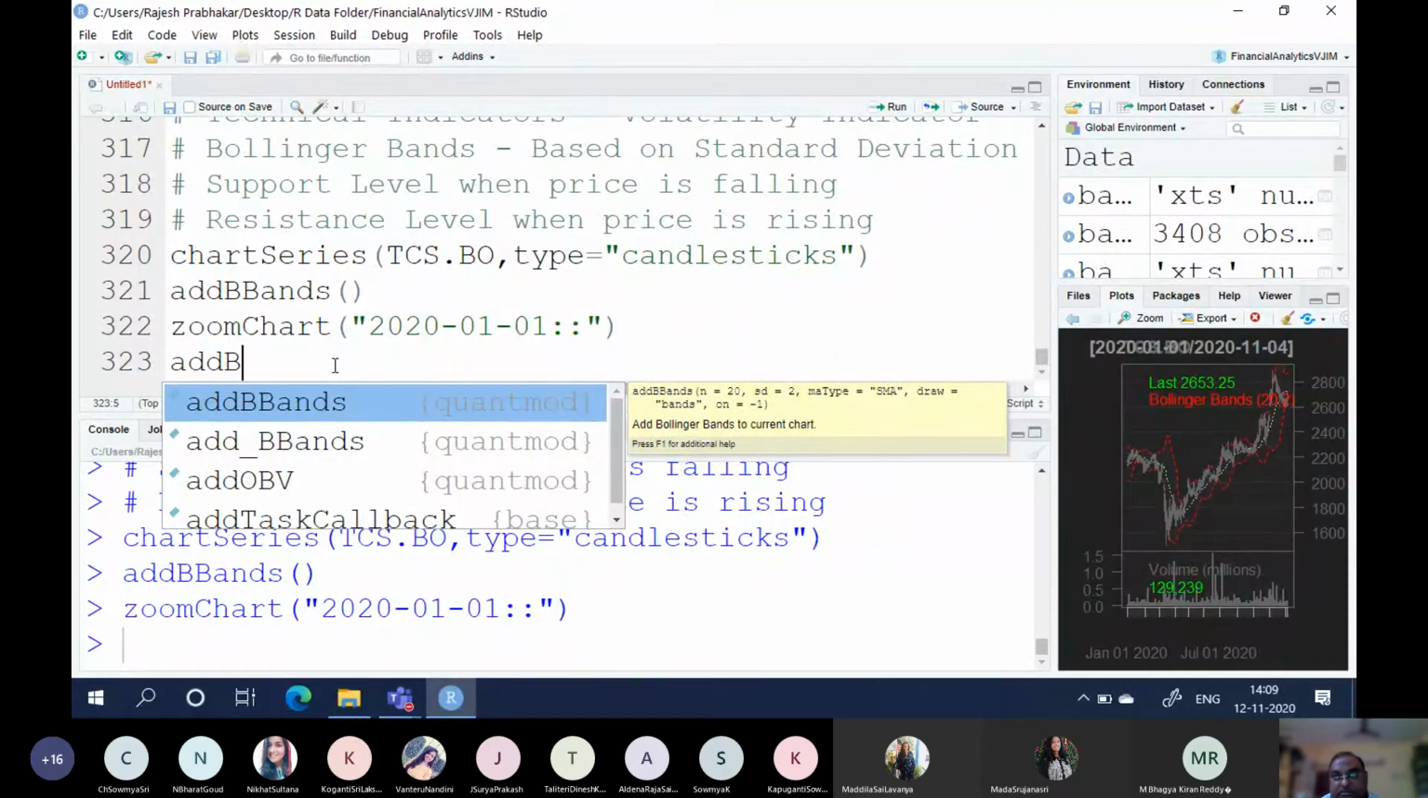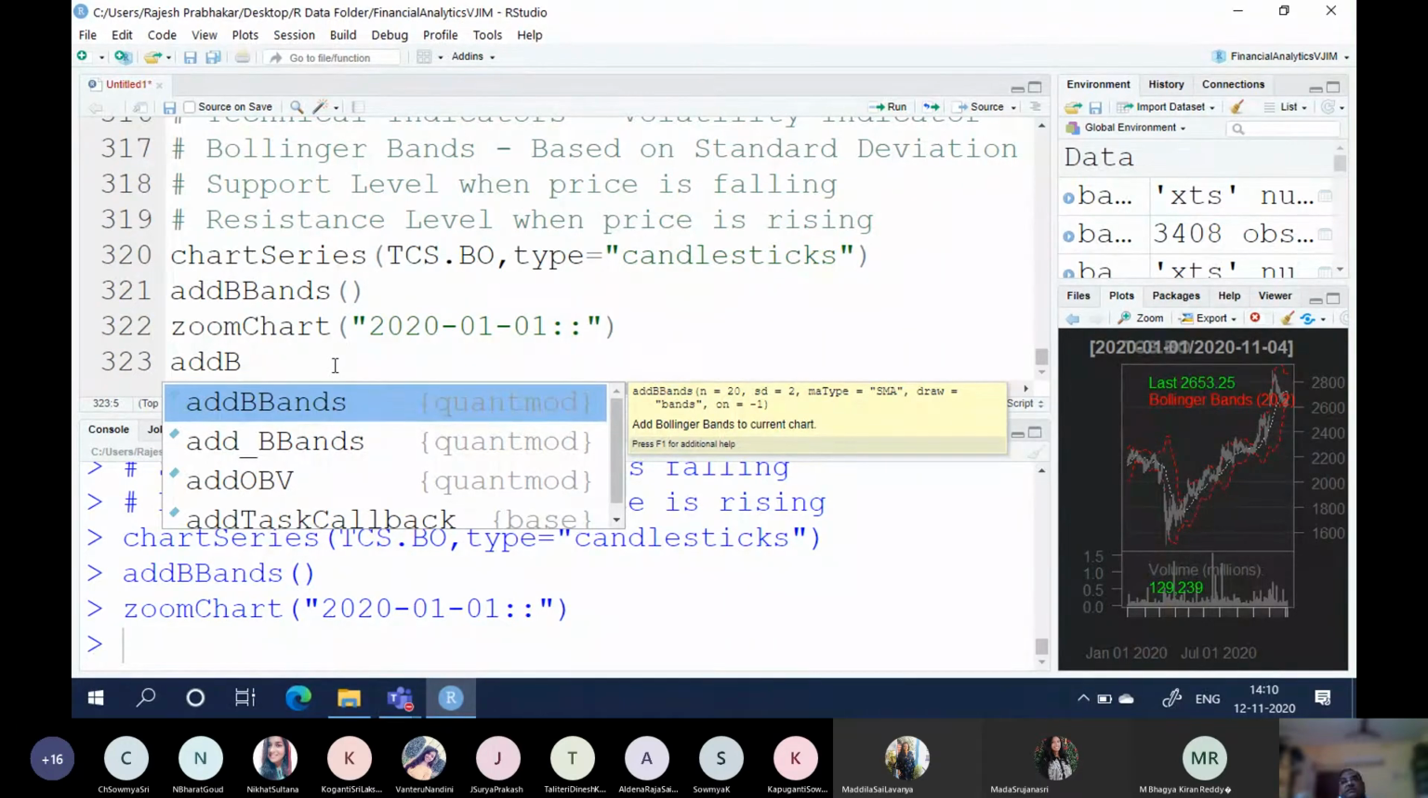Remember the bell curve, 1, 2, 3 sigma, plus and minus on both sides of the bell curve. So this is the 2 sigma. So we add Bollinger Bands with a 20 period and 2 sigma moves, and the moving average line, the white line, is your simple moving average. So this is what Bollinger Bands will do.